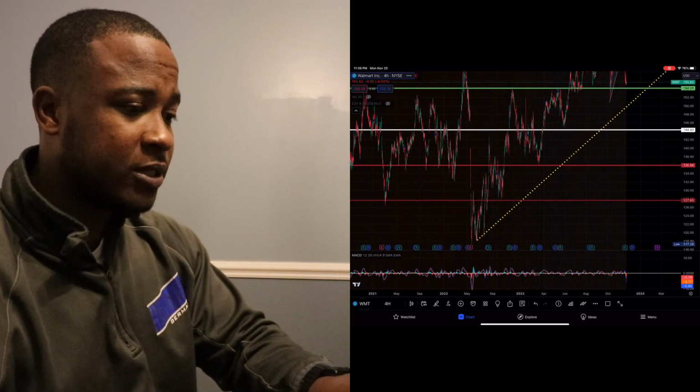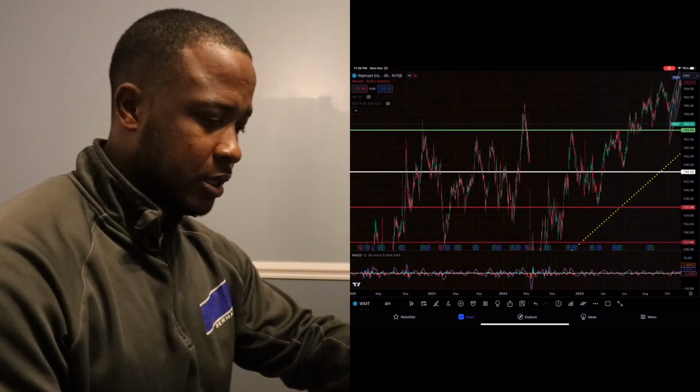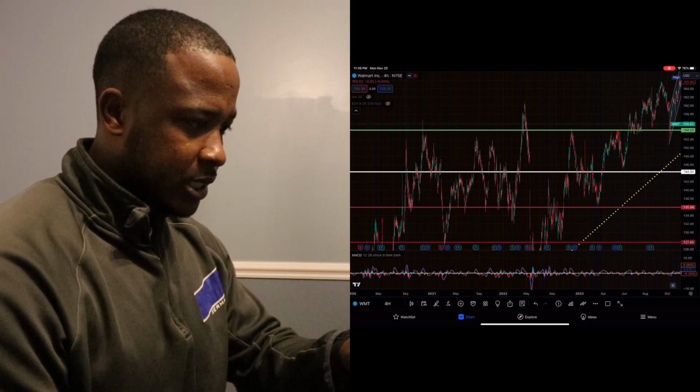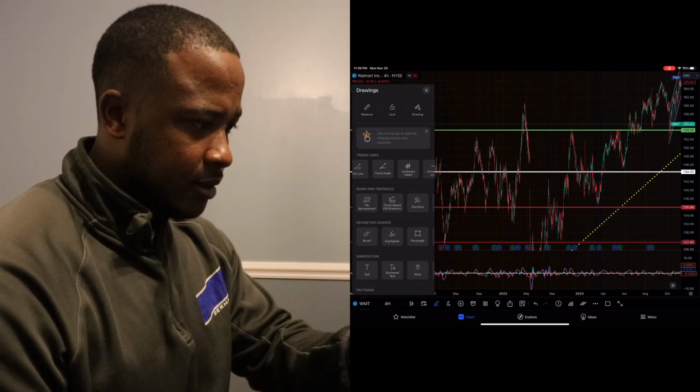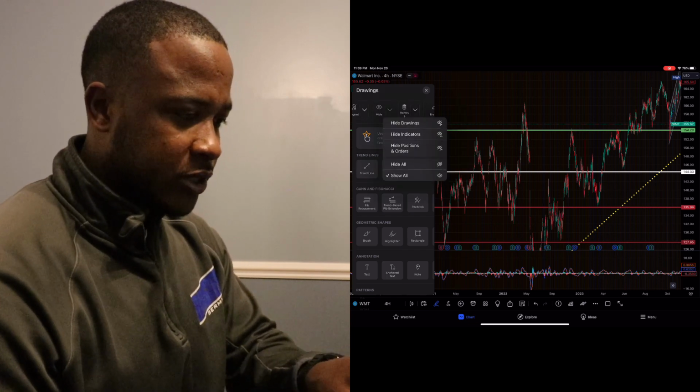to find your gaps, which I probably should have done before I put my support and resistance lines on here. Let me see if I can actually hide. I don't think it will let me hide my drawings and then still put drawings on there.